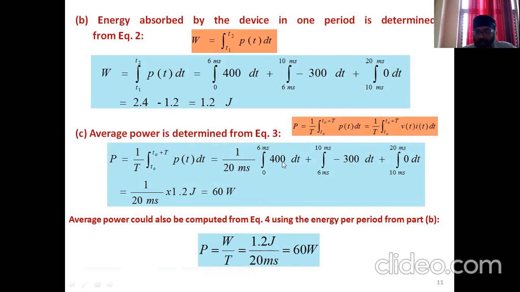And then divide the complete 1.2 joules by 20 milliseconds, we get 60 watts. Either we can calculate this average power like this, or we have already calculated energy in the previous case, and we directly divide it by 20 milliseconds, we get 60 watts. So 60 watts is the average power in this circuit.